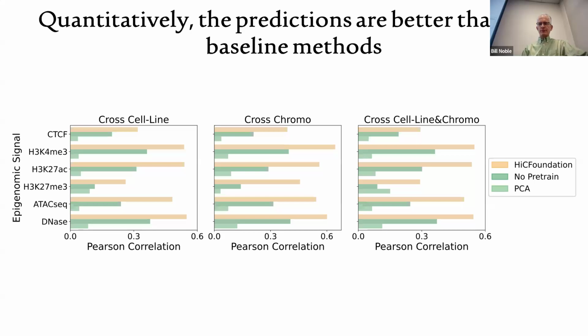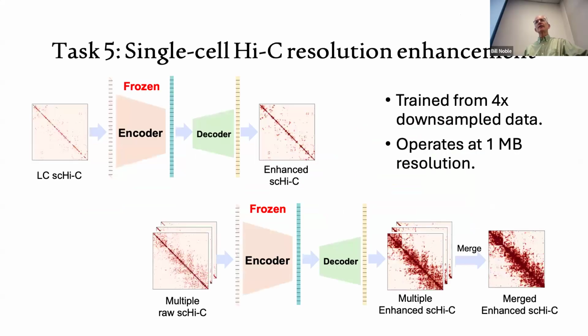And then finally, the last thing that Xiao wanted to do was looking at single cell Hi-C. So you can do Hi-C analysis in single cells, but the challenge in the Hi-C space is that you don't get that many reads, right?